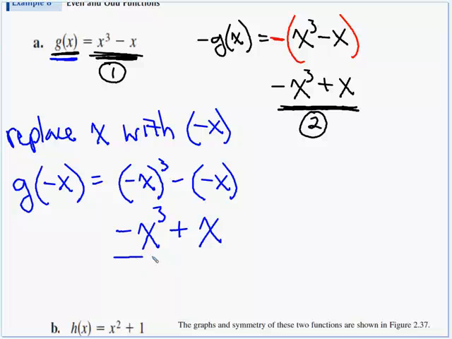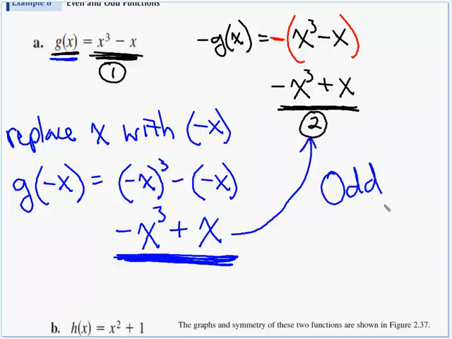So now here's what we got when we did our test. Does that match option 1 or option 2? Well, if we look at option 1, we are not back to where we started. So we are not an even function. But we do perfectly match option 2. If we match option 2, that means our function is odd.